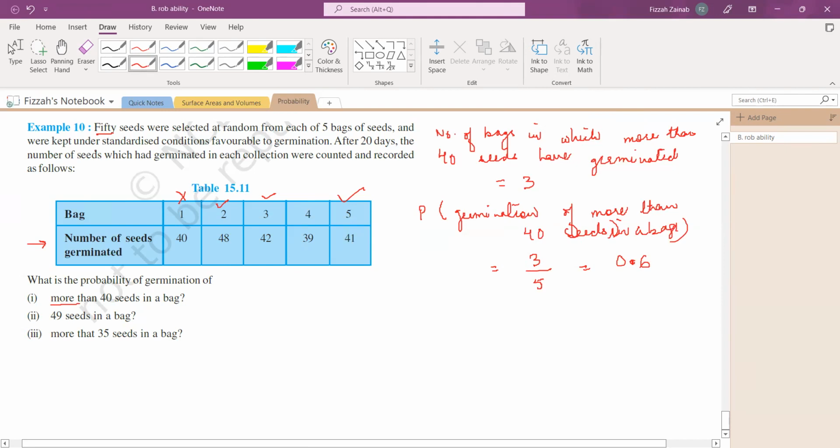Now second part. Any confusion to anybody, please ask me at this point only. No, ma'am. Okay. Now second, 49 seeds in a bag. So exactly 49. Is there any bag which is having exactly 49 seeds which have germinated?